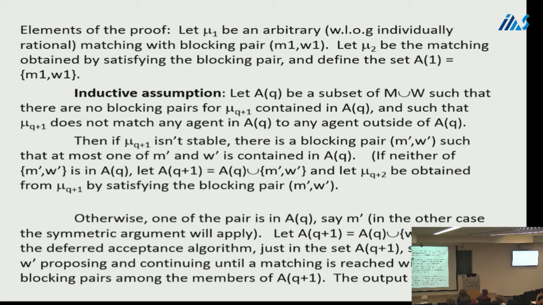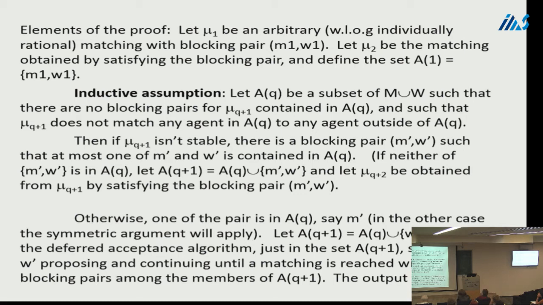Let mu1 be an arbitrary matching, and I say without loss of generality, let it be individually rational, because we're going to satisfy blocking pairs. So if it's not individually rational, we just create the divorces that we need until it's individually rational. So now we've got an individually rational matching, and it's got a blocking pair, man 1 and woman 1. So let's find a new matching.